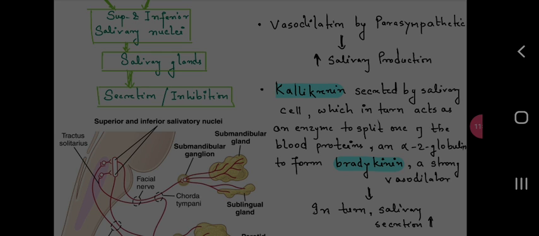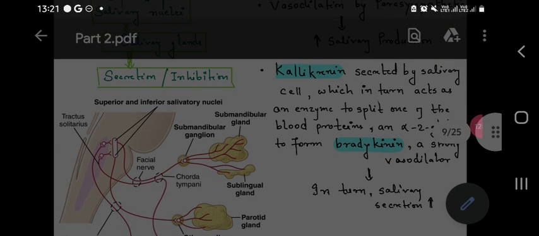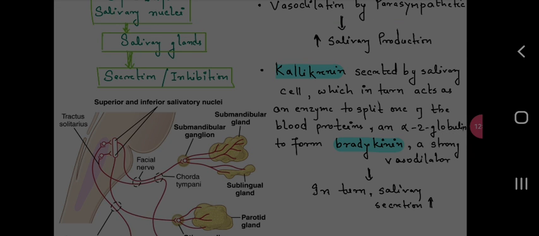Kallikrein secreted by salivary cells, which in turn acts as an enzyme to split one of the blood proteins, alpha-2 globulin, to form bradykinin, a strong vasodilator. Bradykinin is a strong vasodilator, in turn increases salivary secretion.